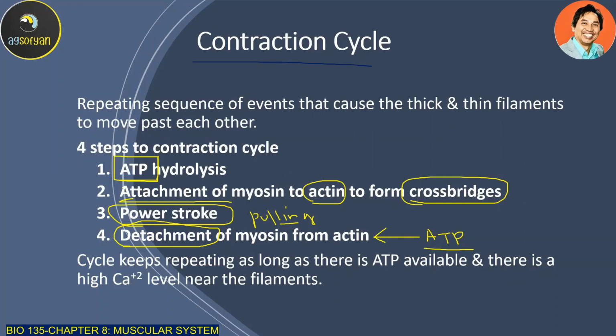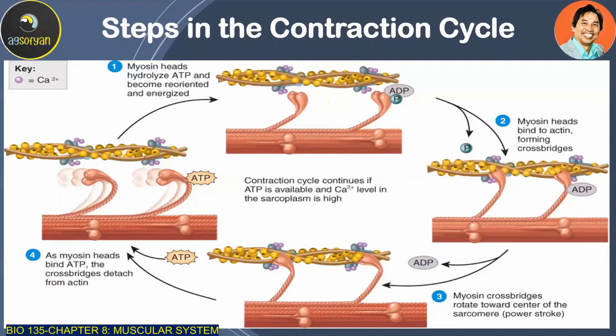So basically there are two ATP needed for this cycle. The first ATP will be used for pulling, the power stroke, and the other ATP comes after that in order to detach the cross bridge. The cycle keeps repeating whenever the calcium is available in the sarcoplasm. Okay, so again, we start with this cycle over here.